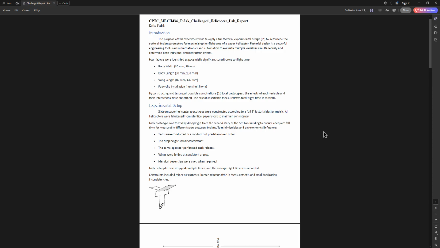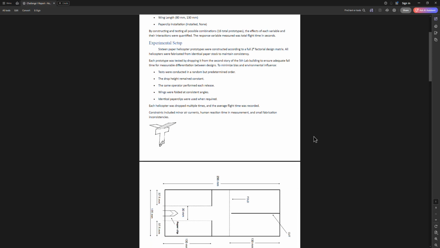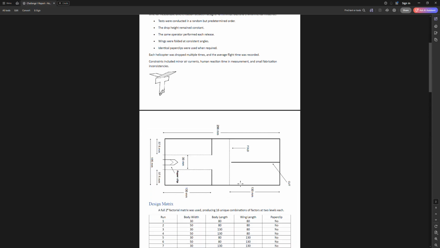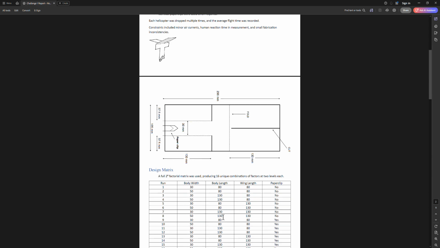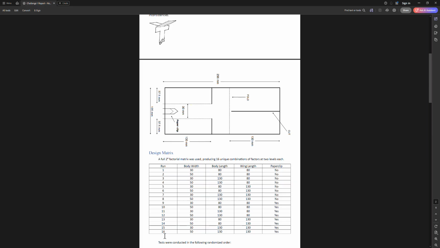So each factor had 2 levels, which created a full factorial design with ultimately 16 helicopters. So for our experiment, the full 2 to the 4th factorial design was used. With 4 factors, 2 levels for each factor, a total of 16 helicopters were required in order to produce every possible combination. Each helicopter was constructed according to the design matrix. According to our template here and the design matrix here, which produces our measurements for each of the 16 helicopters.